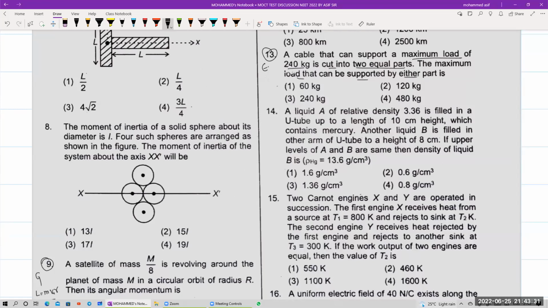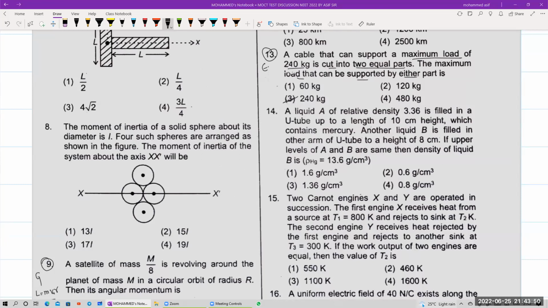We have already done this, both times. Maximum load does not depend on the length of the wire. It is directly depending upon the material capacity only. Cut it into 2 parts or 4 parts, its lifting capacity will remain the same. That means it will be having how much? 240 kg. Elasticity question.